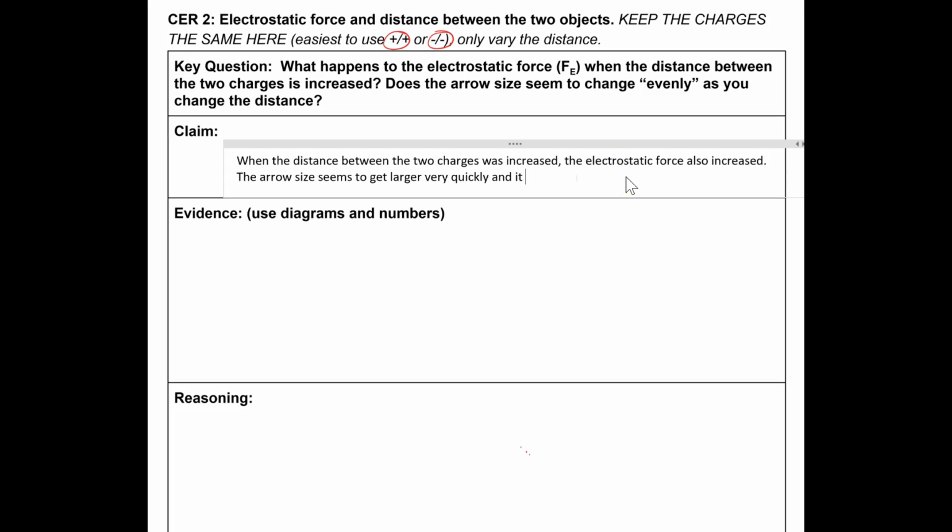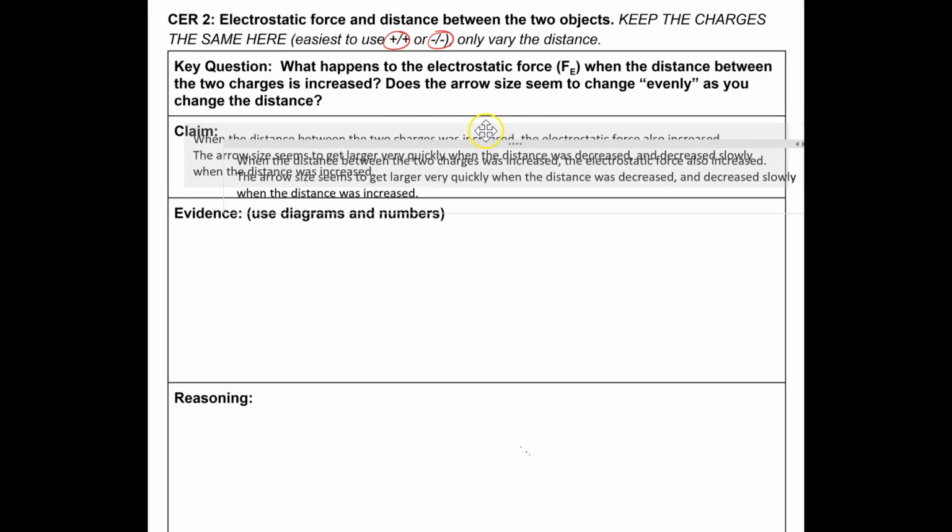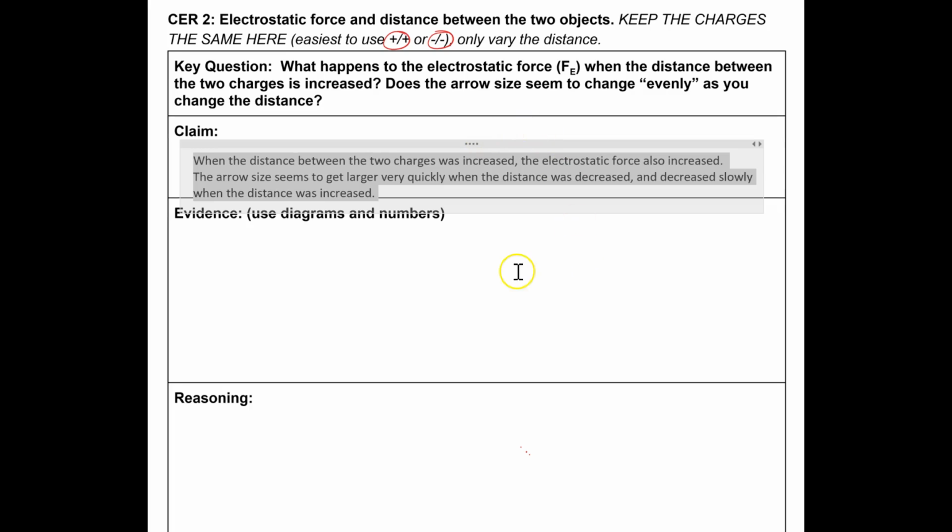And instead of saying it stays small, we can say that the arrow size gets larger very quickly when the distance was decreased, and small very slowly, or stays small, or decreased slowly when the distance was increased. Okay, so let's just move that over a little bit.